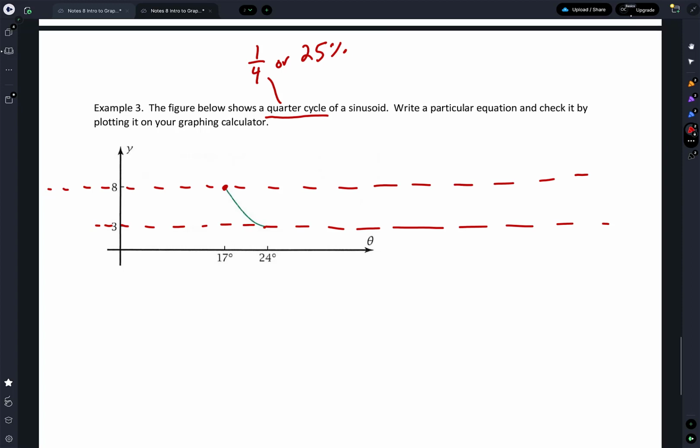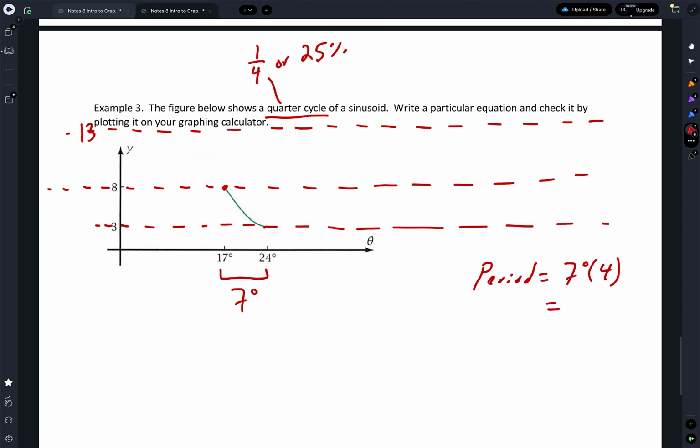The difference between 8 and 3 is 5. So I'm going to go another 5 up. 8, 9, 10, 11, 12, 13. That's 13. I look at this gap. 17, 18, 19, 20, 21, 22, 23, 24. That's 7 degrees. 7 degrees for a quarter. So that means the period is 7 degrees times 4. So the period is 28 degrees.